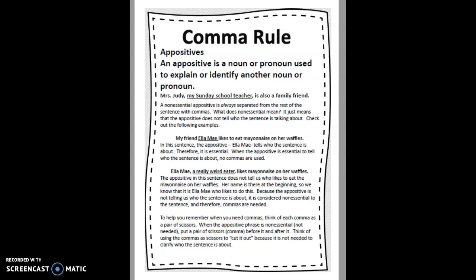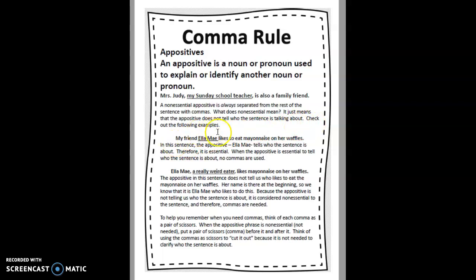There's an example here of an appositive. So remember, it's explaining some more about the noun. So you can see that the noun, Mrs. Judy, in this sentence, it says, my Sunday school teacher, so my Sunday school teacher tells more about Mrs. Judy, is also a family friend. So, in this case, a non-essential appositive is always separated from the rest of the sentence with commas. What does non-essential mean? It just means that the appositive does not tell who the sentence is talking about.